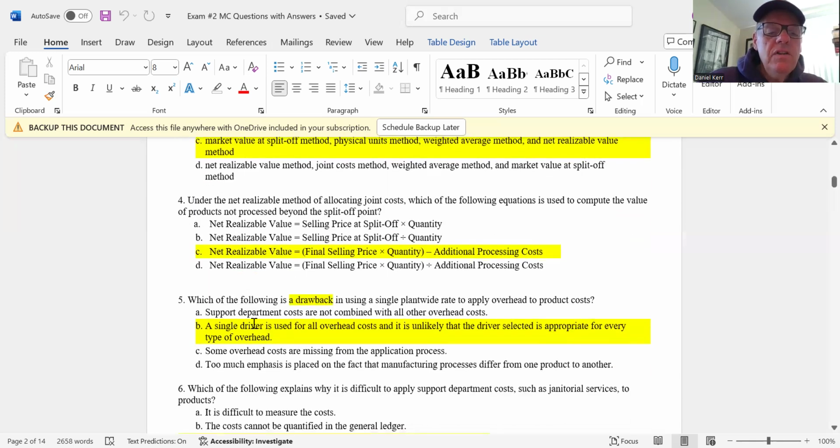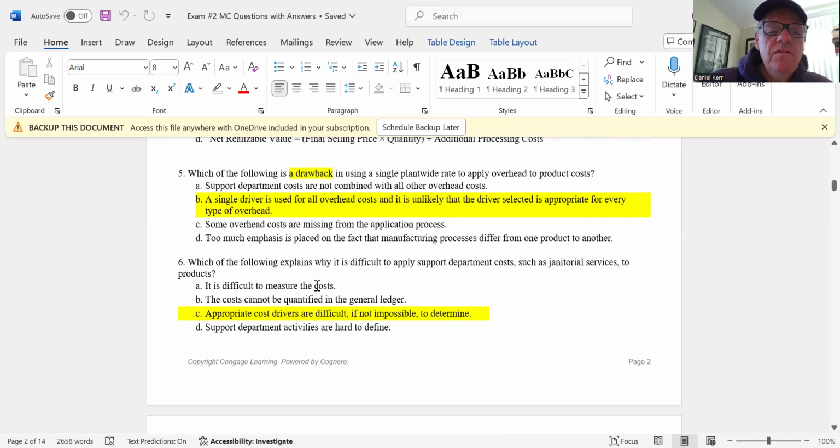Number 5, which of the following is a drawback of using a single plant-wide rate to apply overhead costs? Well, the reason you don't want to use a single plant-wide rate is that the single driver, whether it's machine hours, number of employees, square footage, whatever, may not be appropriate for every type of overhead. So you want to come up with different drivers for different types of overhead. So the answer there is B.